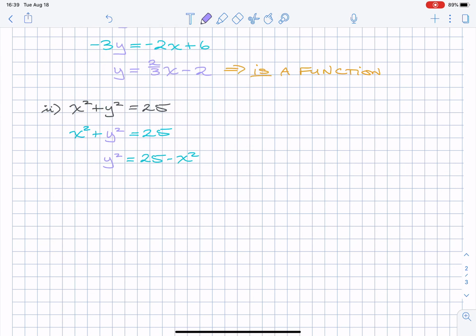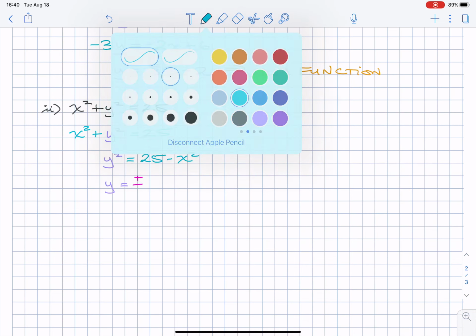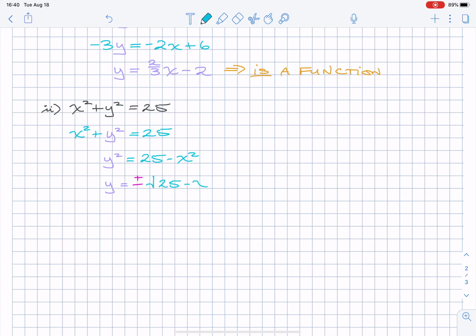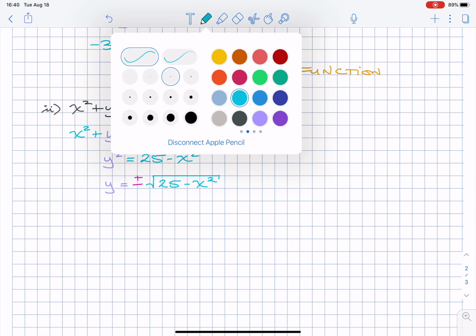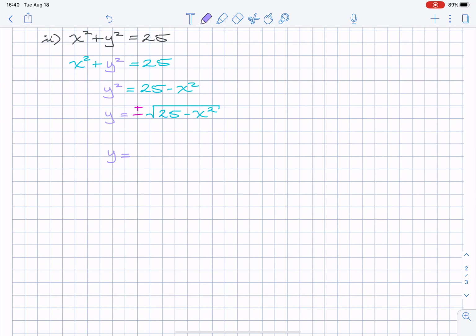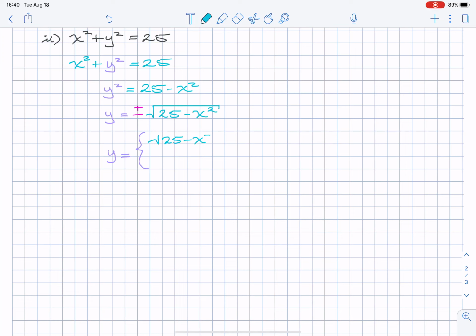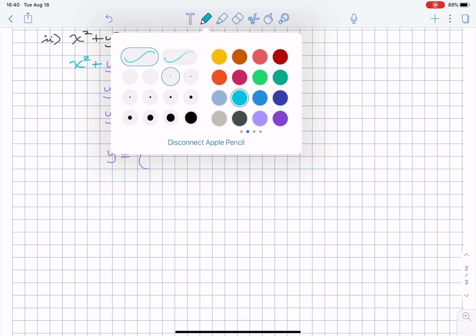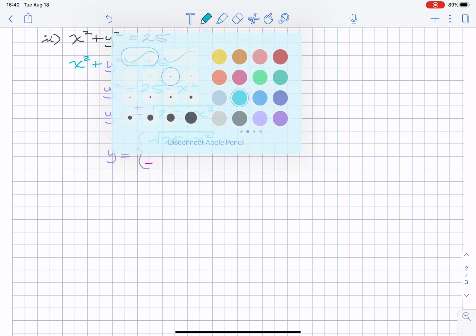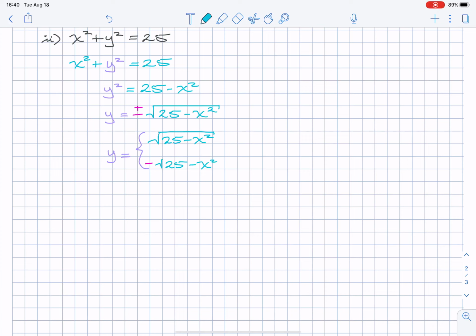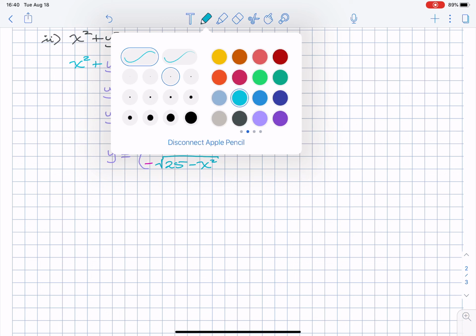Now, when I take the square root, do you agree that the square of negative 3 is the same as the square of positive 3? So whenever you take a square root, you have to tack on a plus or minus. So plus or minus the square root of 25 minus x squared. So what that means really is that y is equal to two things. So y is either equal to the positive square root of 25 minus x squared, or y is equal to the negative square root of 25 minus x squared. So there's two possibilities. And because there's two possibilities, this is not a function.